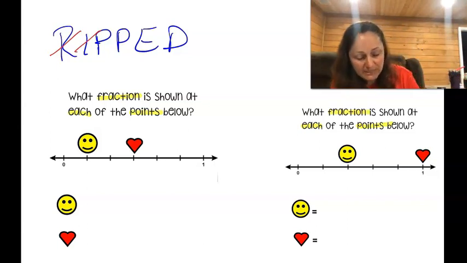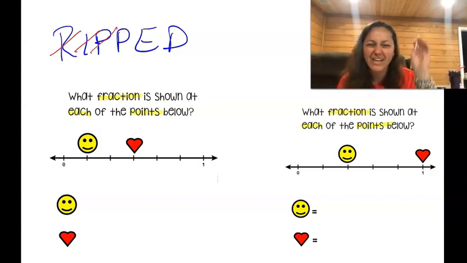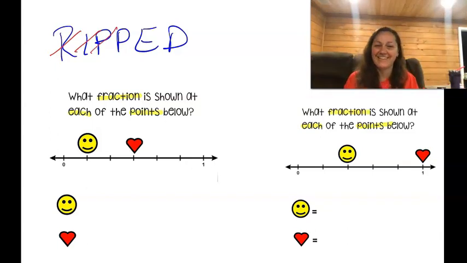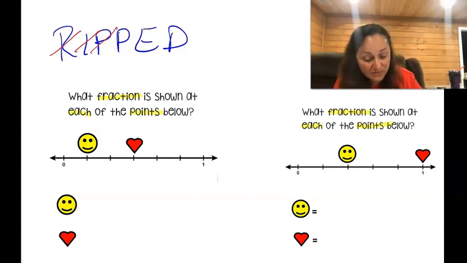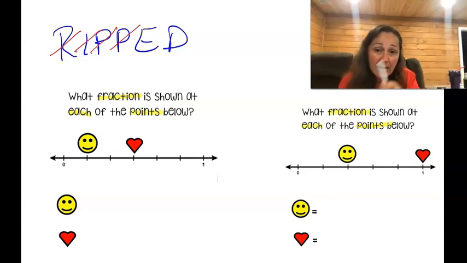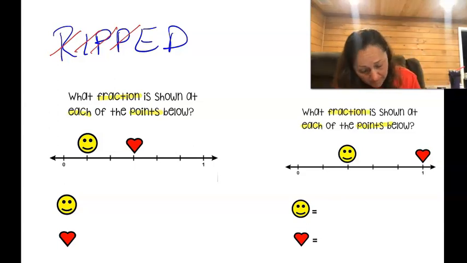So ready? Let's do one together. We're going to do them all together, you silly. So we've got our plan. My picture is already done for me. It's a number line, and I've got my happy face and my heart. Now let's execute. First thing first, we need to find out how many pieces this number line is cut into. Let's check them off.